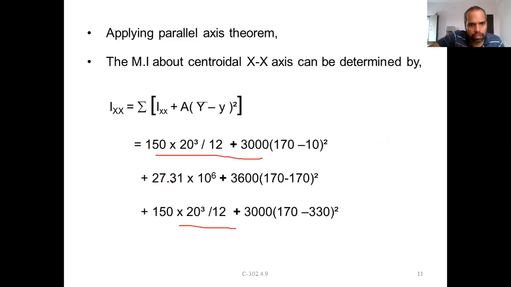If you see this one, for the I section 27.31 into 10 to the power 6, plus he has added something. Observe carefully: he has applied the parallel axis theorem for the I section also. But what is this term? H is 170, minus 170 means it becomes 0. If you apply the parallel axis theorem, it becomes 0, because both axes are coinciding.